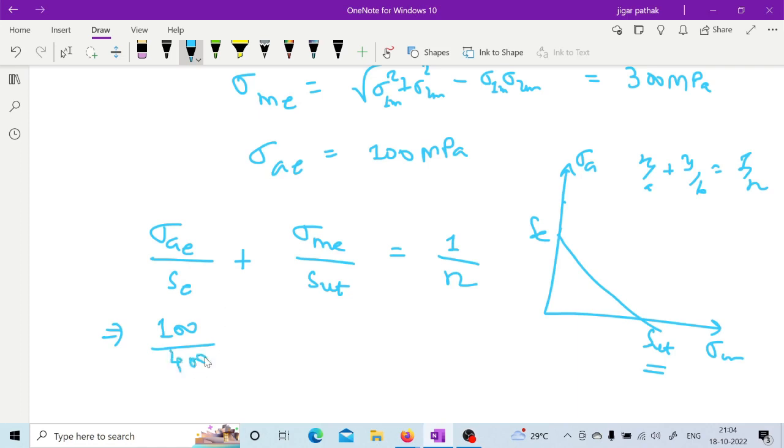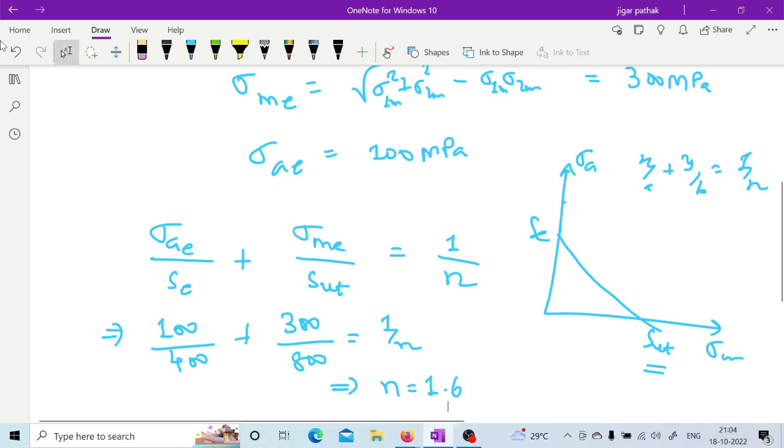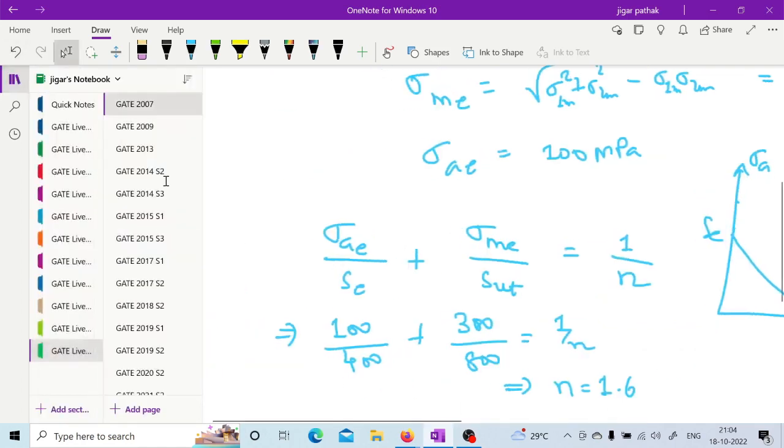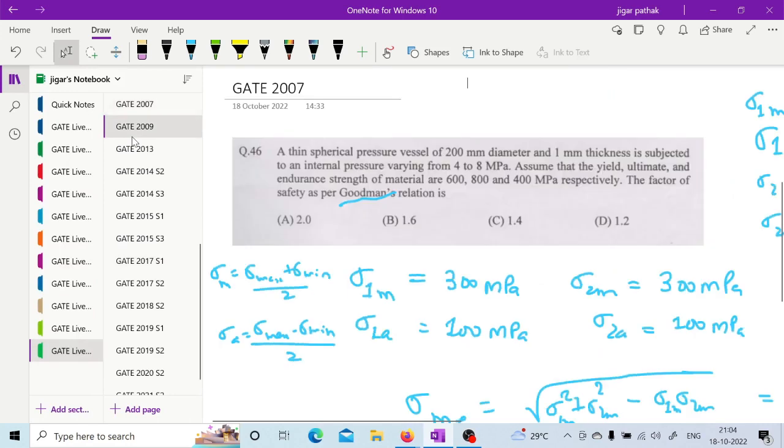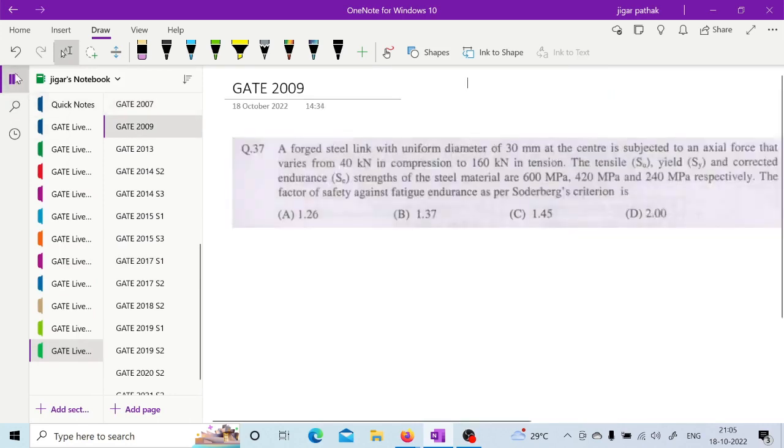What is SE? 400, sir. And SUT? 800, sir. 800. Okay, so this will give you n is equal to 1.6, correct? Yes, sir. Okay. So next, let us say this one.